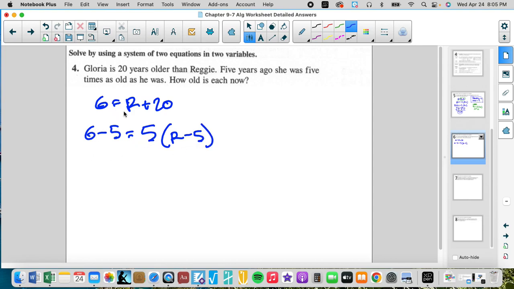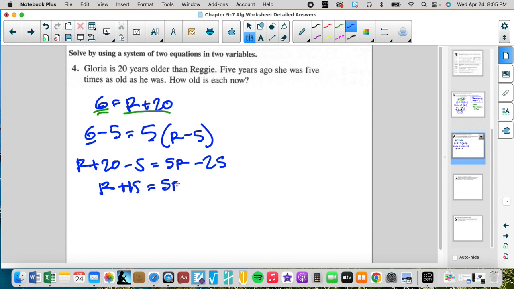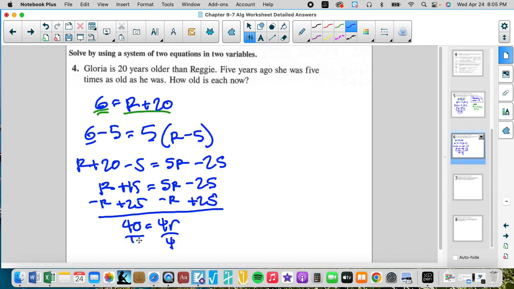So we can again use substitution. We know what G is in terms of R. So instead of G, we're going to do R plus 20 minus 5 equals 5 times the quantity R minus 5. We're distributing that 5. We get R plus 15 equals 5R minus 25. Let's move the R's. Let's move the years. We get 40 equals 4R. Divide by 4.